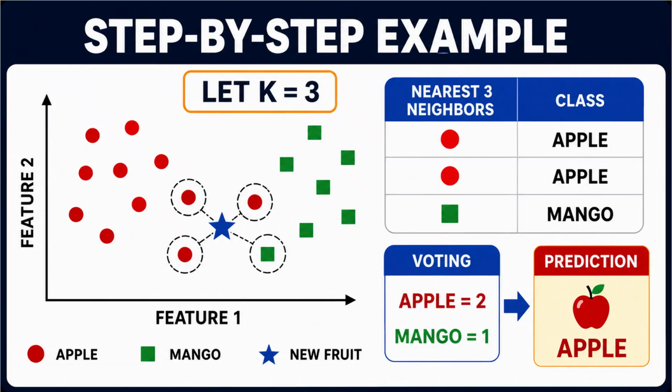Now let's take an example and explain this step by step. Let us assume we are taking k equal to 3. So you've got labeled samples, apples and mangoes, and we've got a new fruit. Here it's a blue star. So we take the distance between these data points and we take the nearest 3. So of the nearest 3, 2 are apple and 1 is mango. When you take the majority, obviously the new fruit is apple.